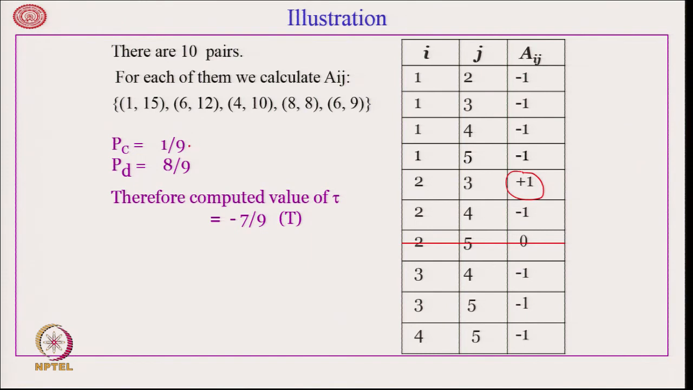Therefore, the probability of concordance is equal to 1 by 9, and the probability of discordance is equal to 8 by 9. Therefore, the computed value of tau from the sample is minus 7 by 9. So, that is the estimate of Kendall's tau for this sample.